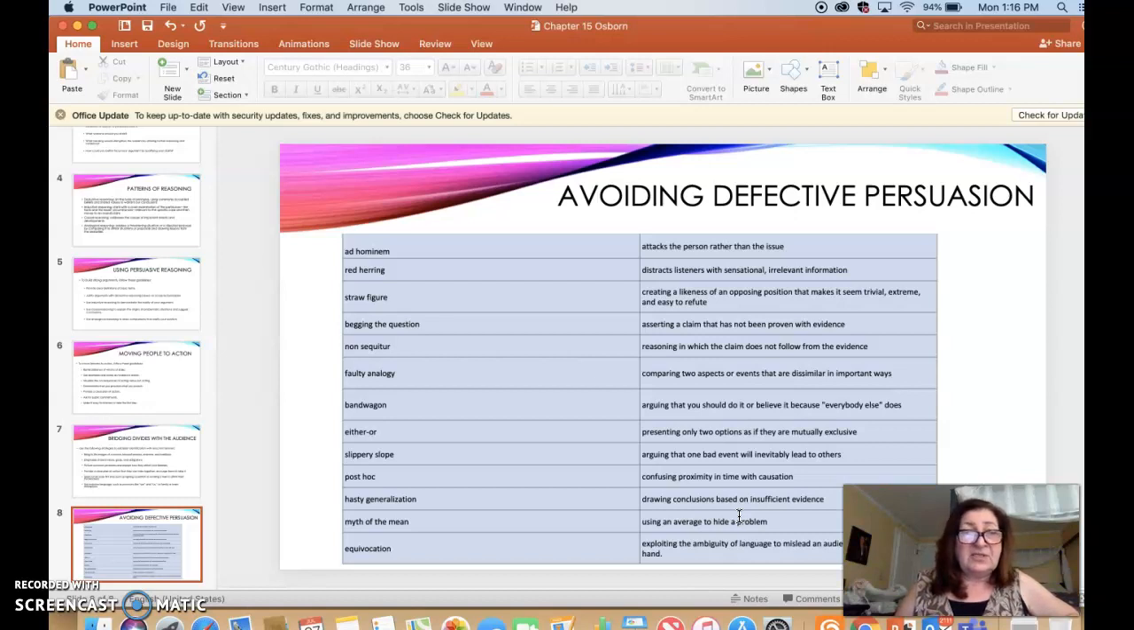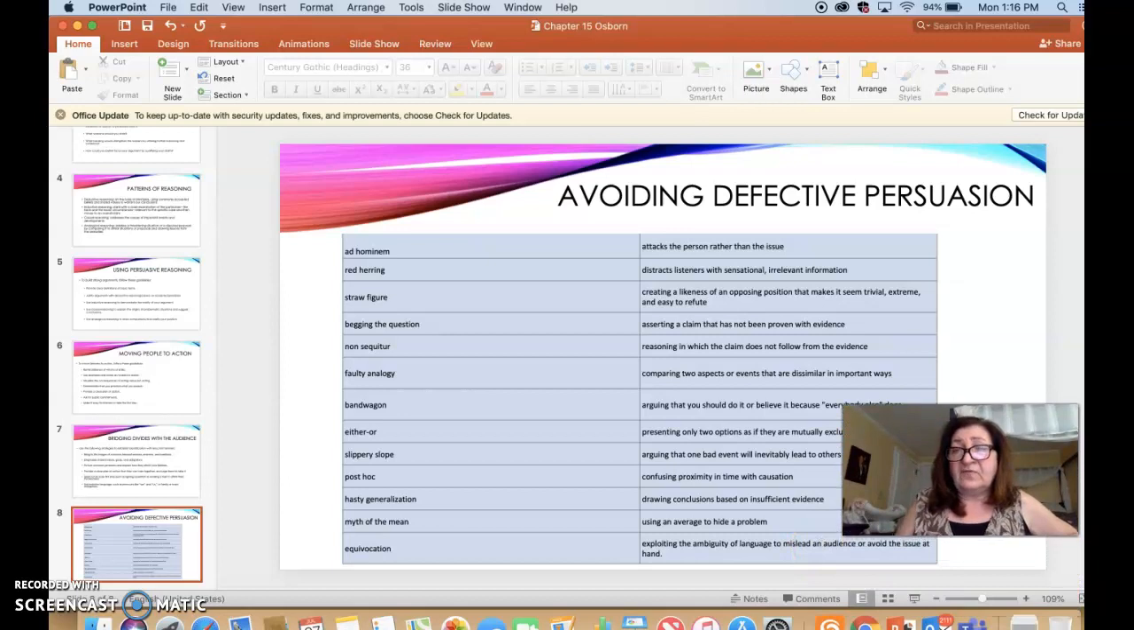Hasty generalization, drawing conclusions based on insufficient evidence. Myth of the mean, using an average to hide the problem. And I suggest that you read about this a little more carefully because this might require a little more attention. And equivocation, exploiting the ambiguity of language to mislead the audience or avoiding issues at hand. And I might say that the word equivocation really fits its own definition.